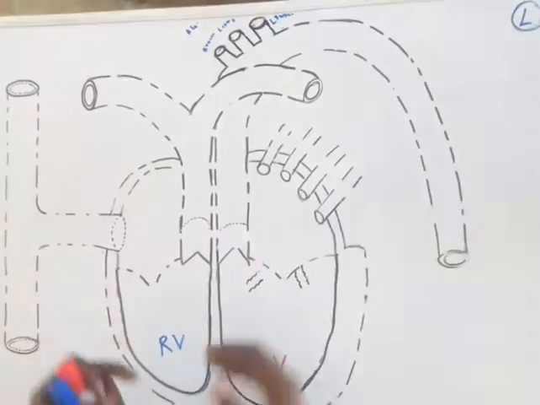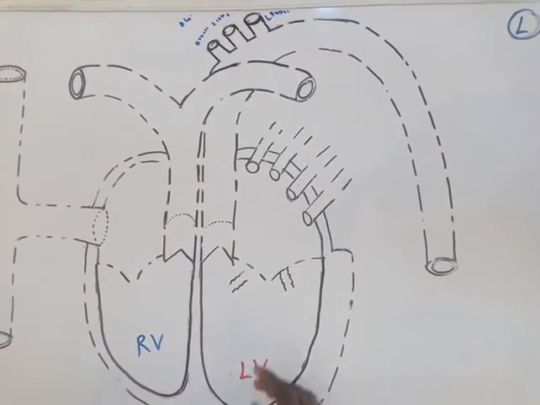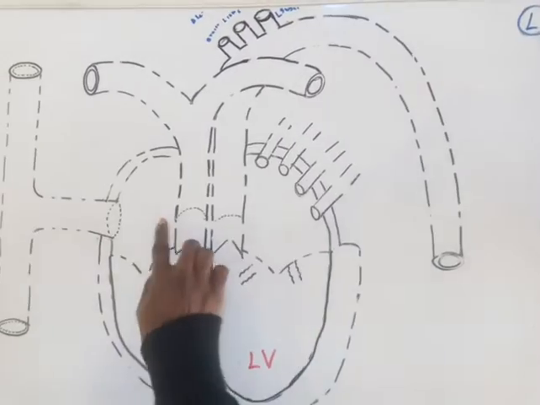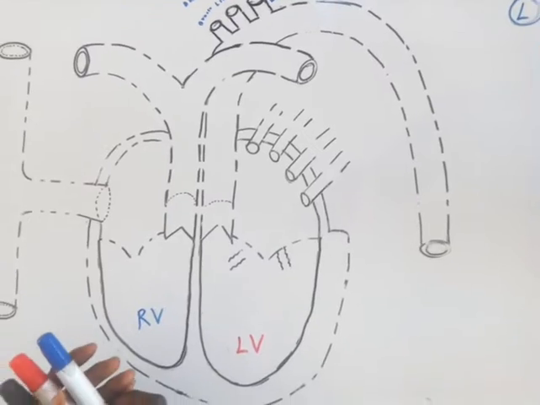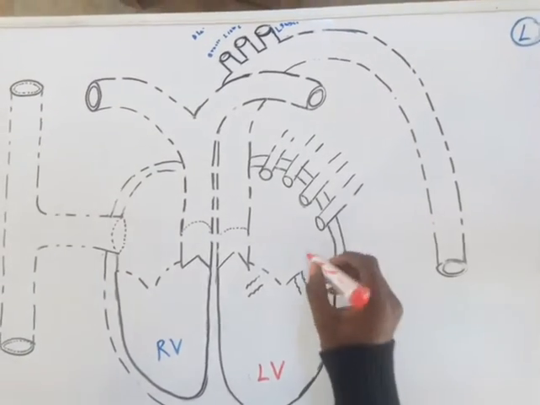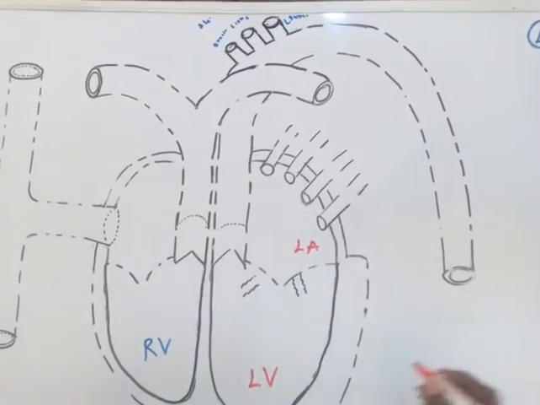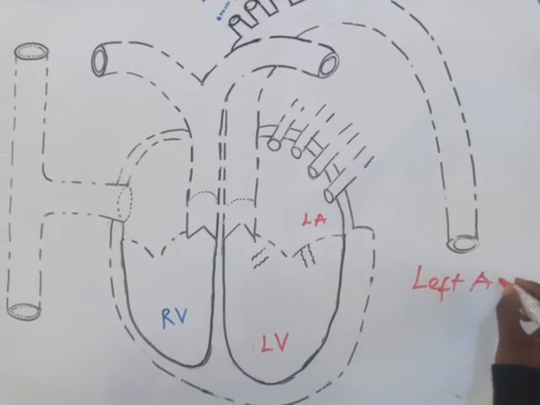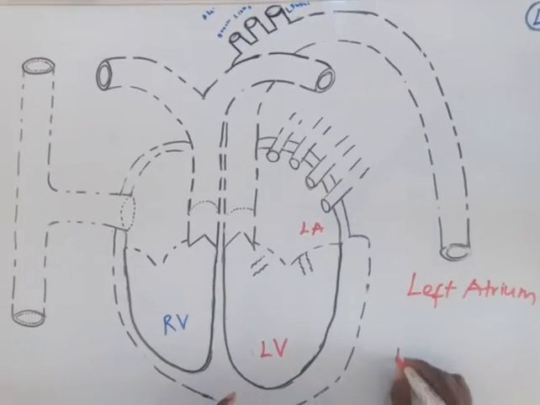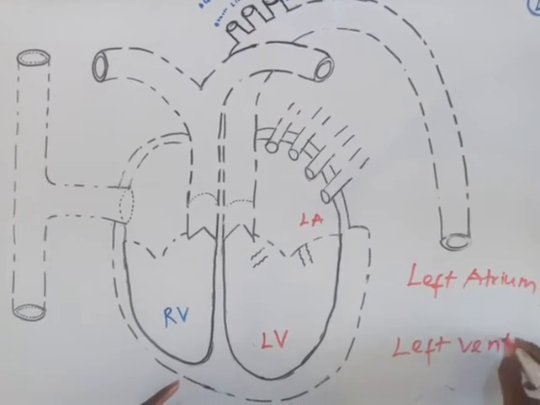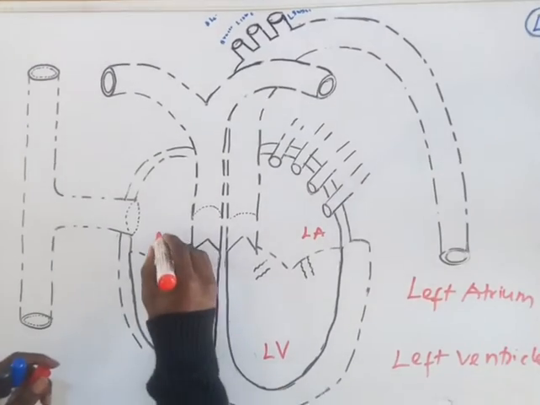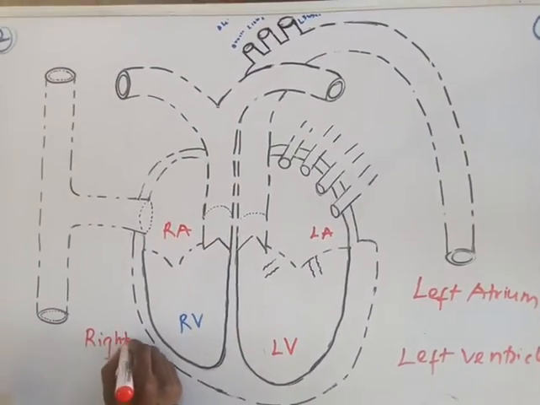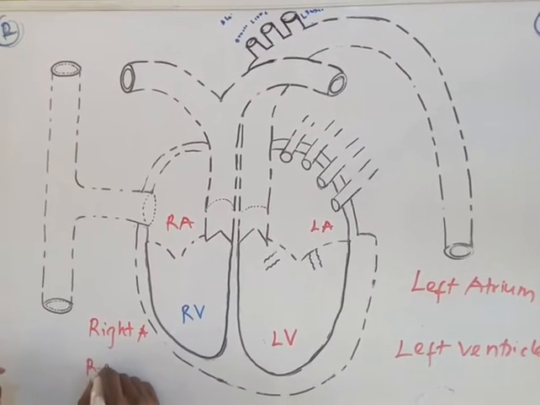Now the upper ones, the chambers called atria. We have atrium and ventricle. On the left, it is the left atrium, spelled atrium. So left atrium, and here the left ventricle. On this side is the right atrium, and then the right ventricle.